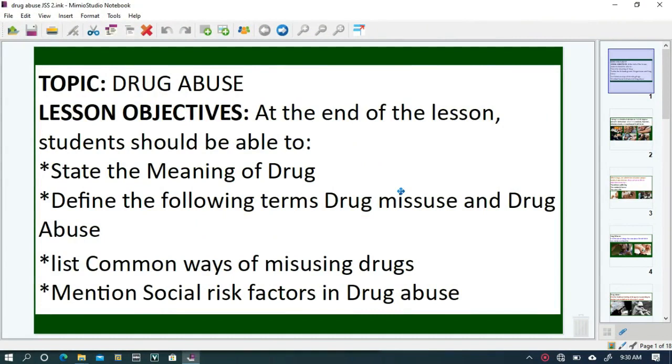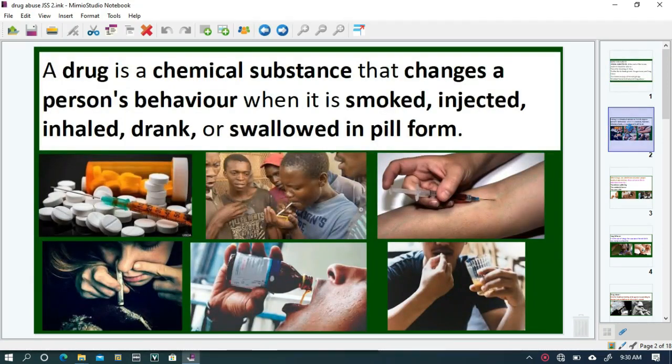Today's topic is called drug abuse. At the end of the lesson, you should be able to state the meaning of the word drug, define the following terms: drug misuse and drug abuse, list common ways of misusing drugs, and mention social risk factors in drug abuse. A drug is a chemical substance that can change a person's behavior when it is smoked, injected, inhaled, drunk, or swallowed in pills.